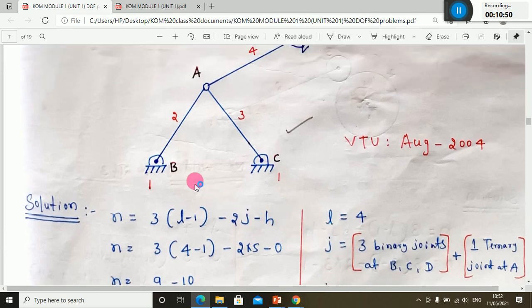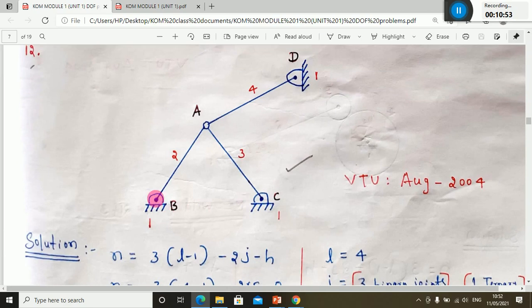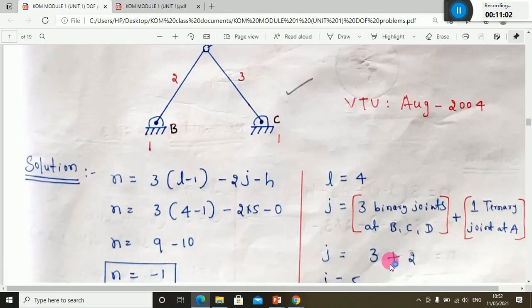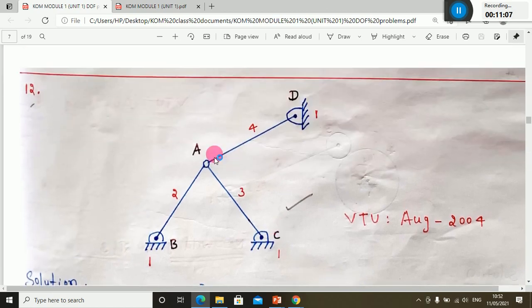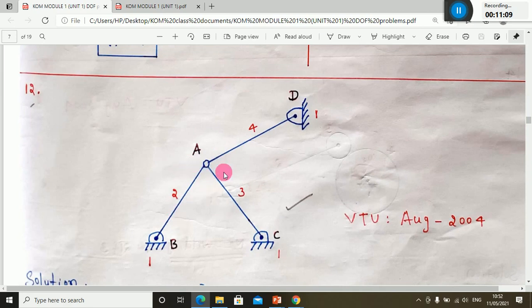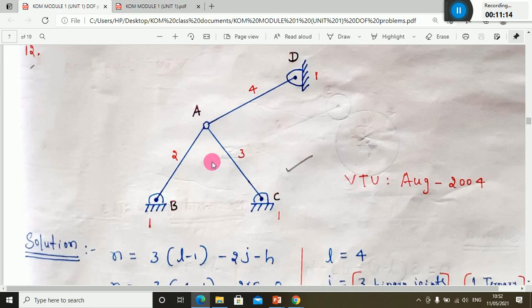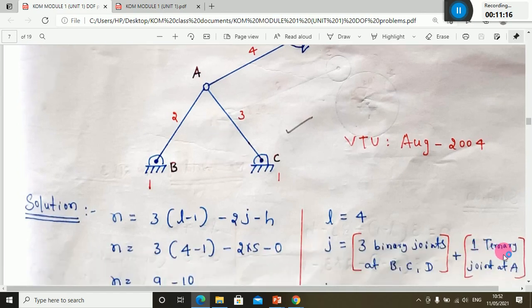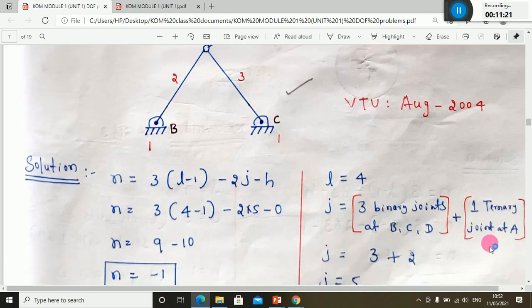So first I'll count the binary joints. This is one binary joint, this is one more, this is one more, because in all these three cases only two kinematic links are joining at a single point. So at points B, C, D, there are three binary joints. But at point A, three kinematic links are joining, so I consider this as a ternary joint. Just take a note: one ternary joint is equal to two binary joints.